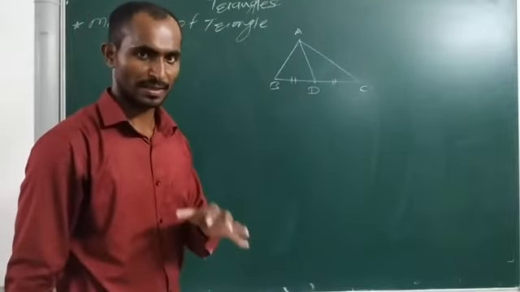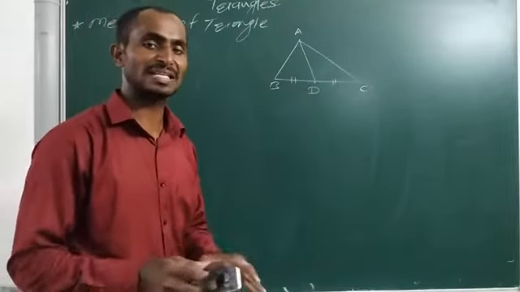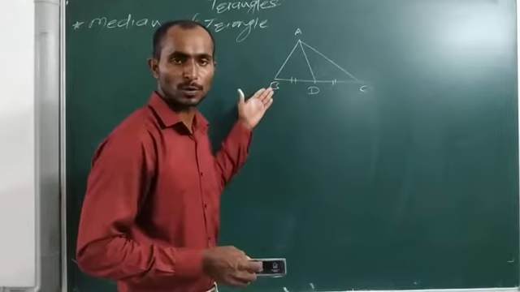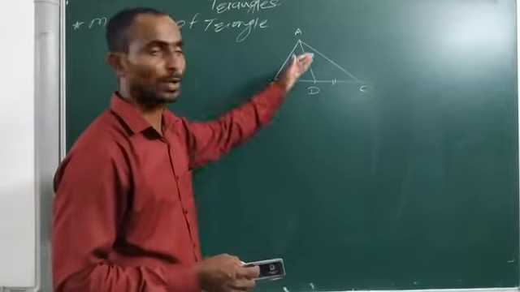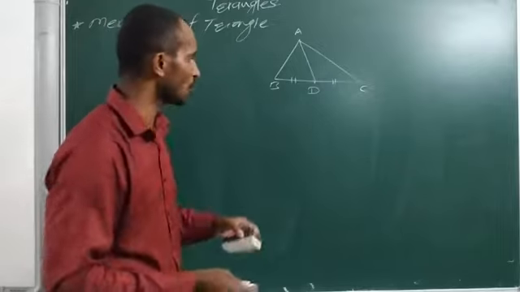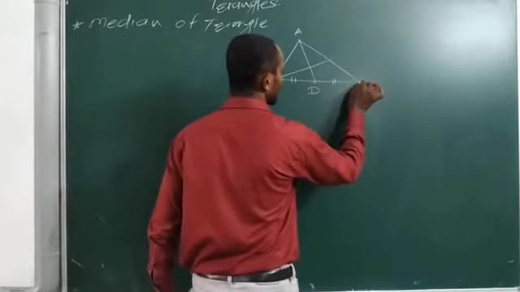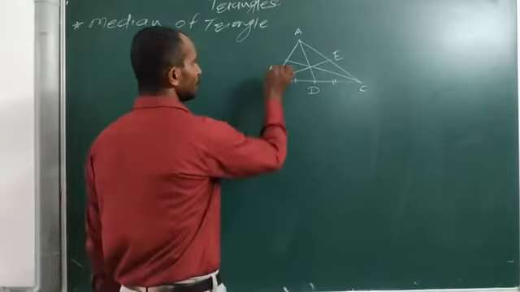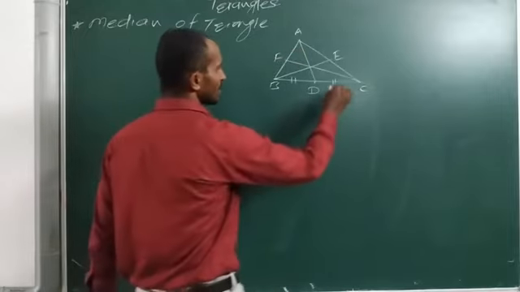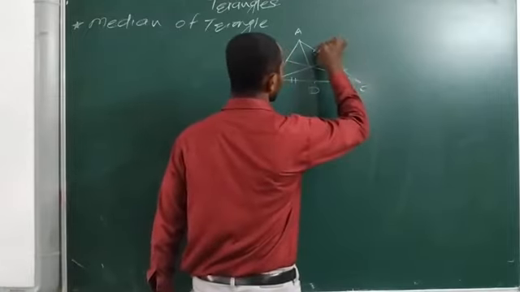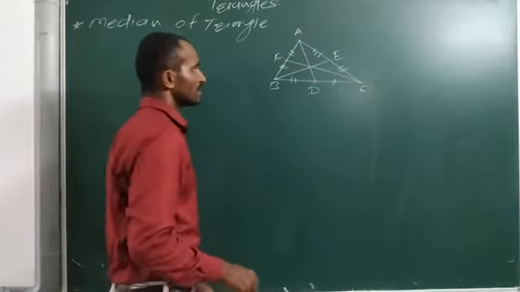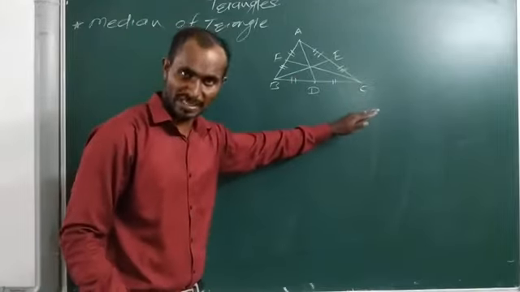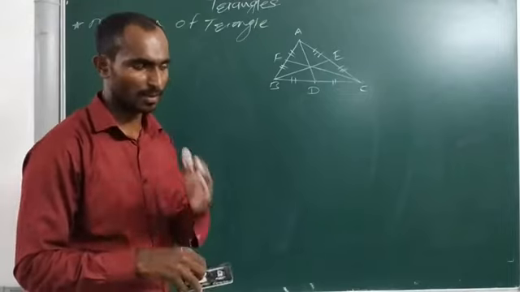According to this definition, how many medians can be drawn in a single triangle? We know that in a triangle, every side is opposite to one of the vertices, and every vertex is opposite to one of the sides. So we can draw 3 medians in any triangle. Suppose E is the midpoint of AC and F is the midpoint of AB, then AD, BE and CF are the 3 medians of triangle ABC.